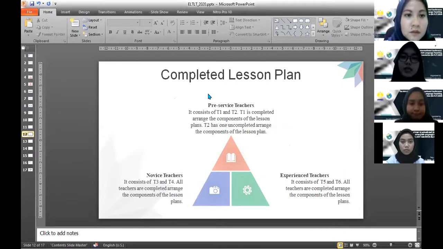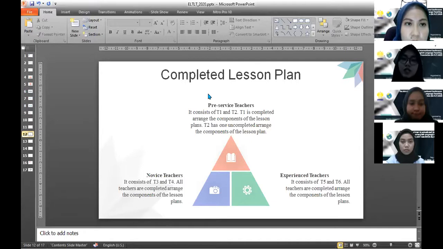And for the completed lesson plan, pre-service teachers, for the teachers one is completed arrange the components of the lesson plan, but teachers two has one uncompleted arrange the components of the lesson plan. But for the novice teachers and experienced teachers, are completed arrange the components of the lesson plans.